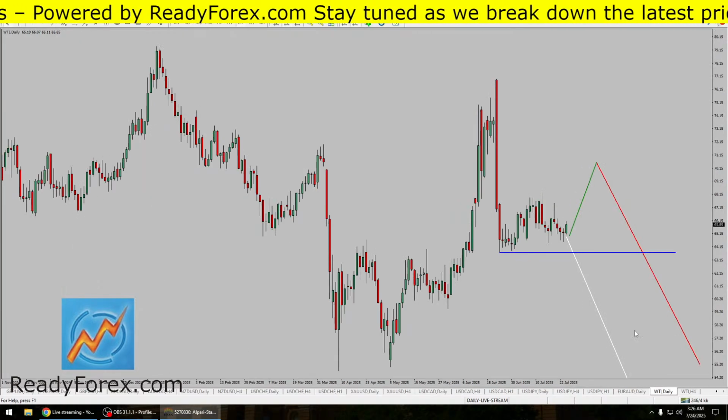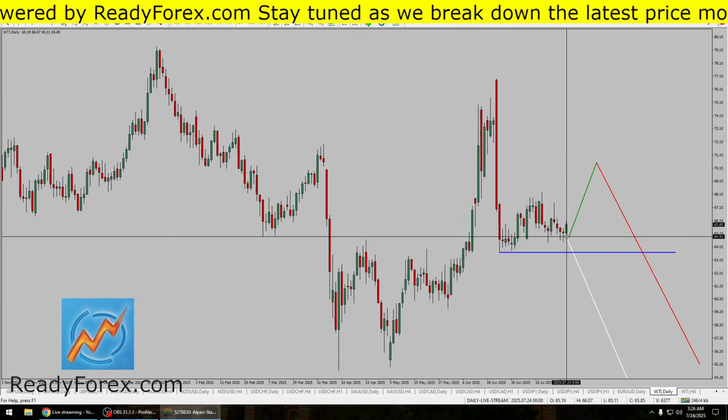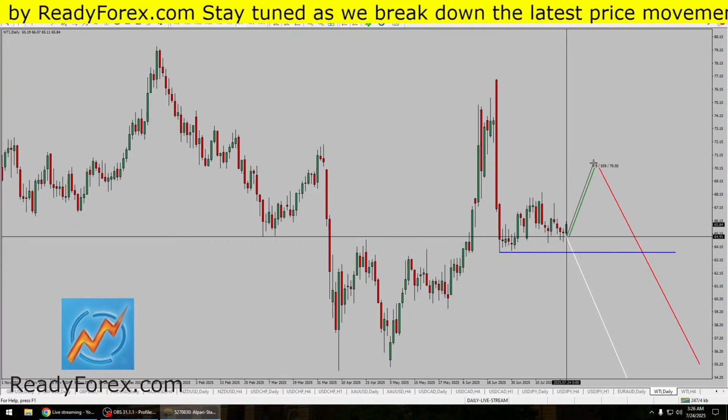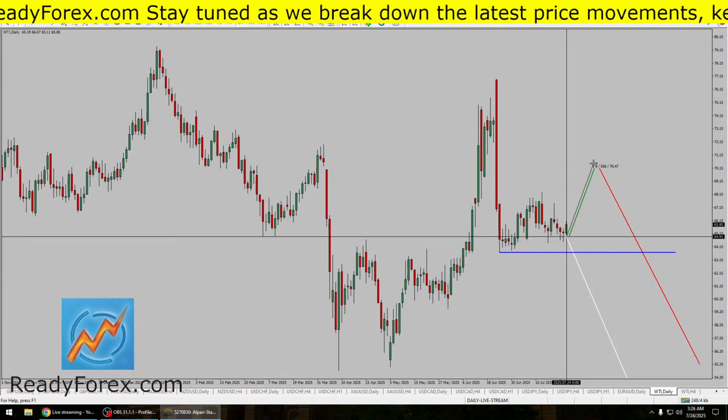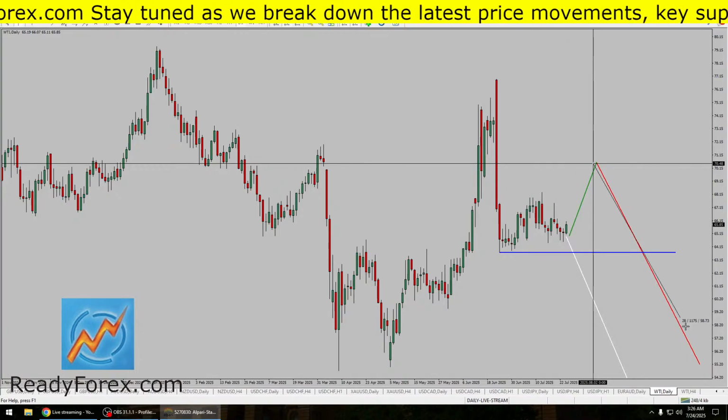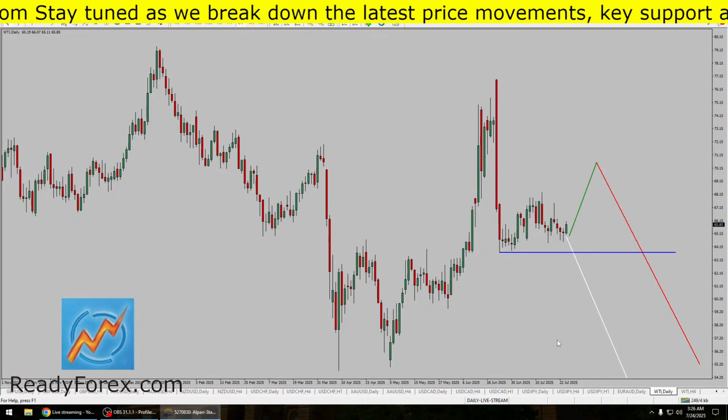Next one is the WTI crude oil. The way I see, crude oil is going to rise up one last time and then expect a top and a drop in price action.